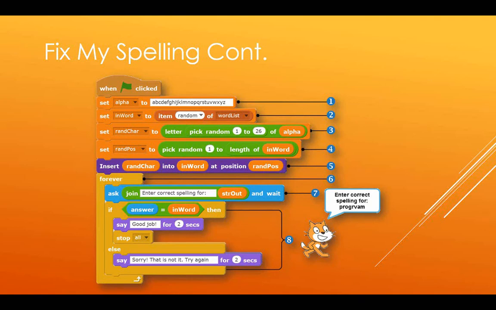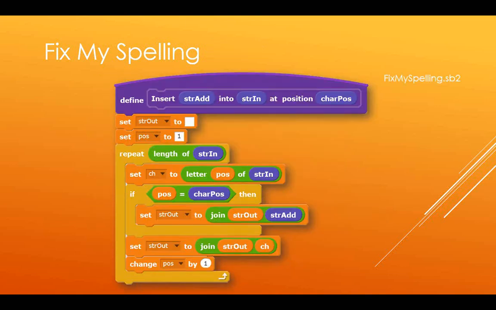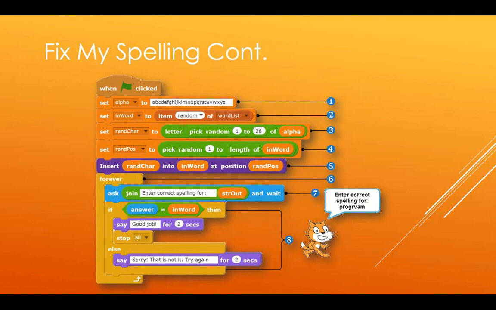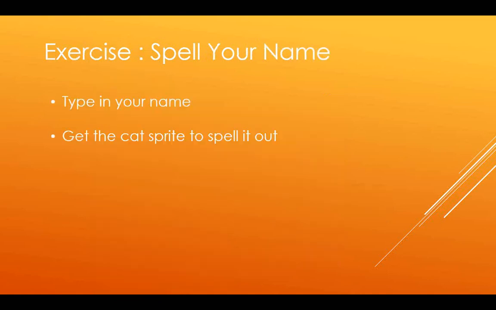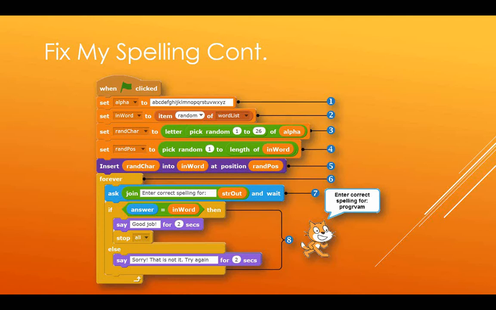Okay, so this is the rest of the program. You can see in the middle we've got our insert block, which is what we've just covered. This is how we're going to use it. We've got a variable called ABCD, basically all the letters of the alphabet. Then we've got our in word, and we're going to pick a random word from a word list. If you have a look in the example on your flash drive, you'll see there is a list defined called word list.